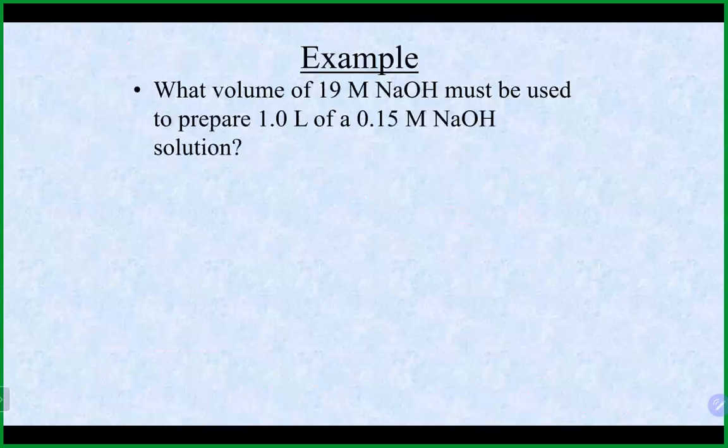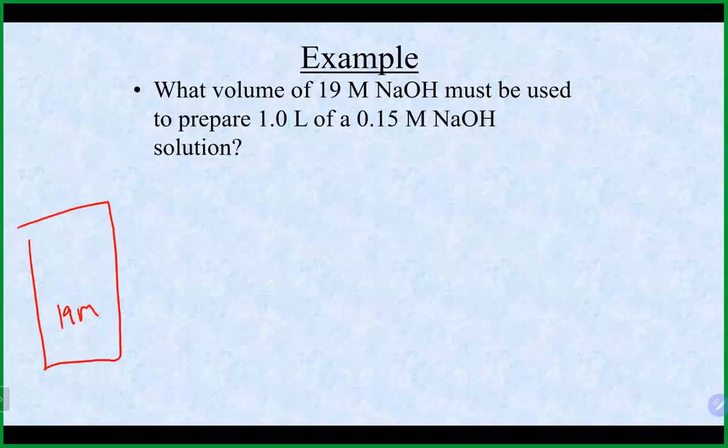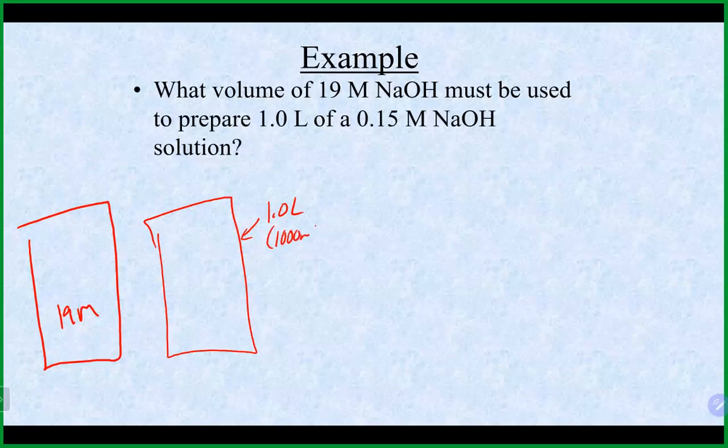All right, so let's take a look at one here. What volume of 19 molar sodium hydroxide is needed to make 1 liter of 0.15 molar sodium hydroxide? Okay, let's take a look at this one. So we basically have a bottle here of 19 molar sodium hydroxide. We want to take some of that solution and put it into this new bottle that will be a total volume of 1 liter or 1,000 milliliters. And hopefully at the end, it will have a concentration of 0.15 molar.